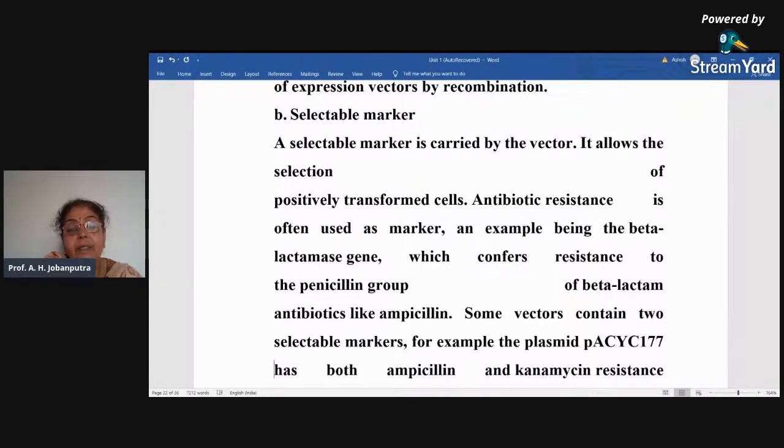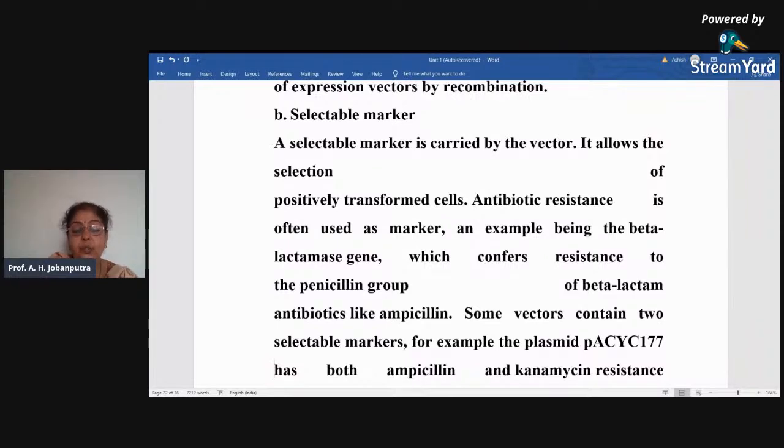So antibiotic resistance is the common marker which is used, like the beta lactamase gene, which confers resistance. It has the ability to break down the beta lactam ring. Such a beta lactam ring is present in which type of antibiotics? The beta lactam antibiotics, penem antibiotics as we call them. The beta lactam antibiotics are those which contain this beta lactam ring, like ampicillin, penicillin, cephalosporin, etc.